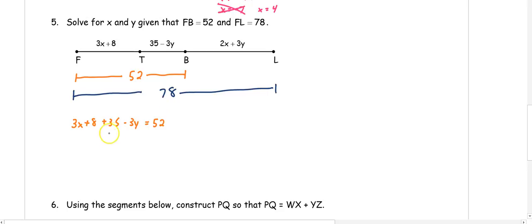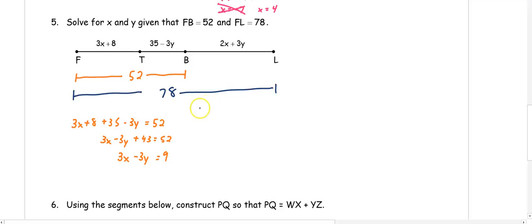So first I'm going to combine like terms, so I get 3x minus 3y plus 43 equals 52. Now, because I know there's an x and a y, I'm going to need to move this number to the other side because this problem is going to turn into a system. So this is one equation for my system.